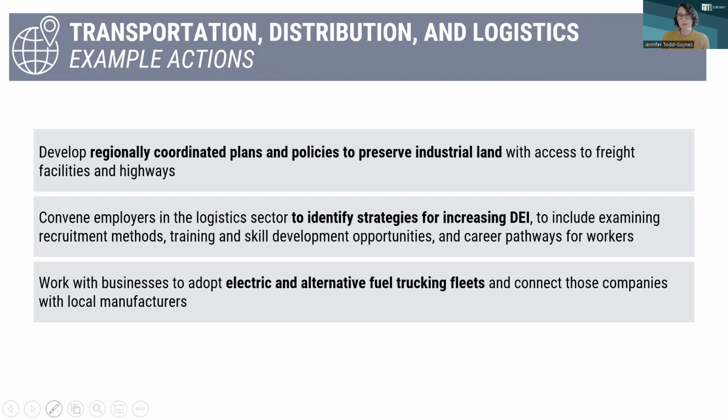The first one, developing those regionally coordinated plans and policies to preserve industrial land that has access to freight facilities and highways. There is some of this happening at the local level, but we see a lot of potential in scaling it up to the regional level, having all of that be interconnected. Two is convening employers in the logistics sector to identify strategies for increasing DEI. This can be done by examining recruitment methods, training and skill development opportunities, and career pathways for workers. And there are some case studies in the report related to efforts that are actually doing this that we think are relevant to the Chicagoland region.